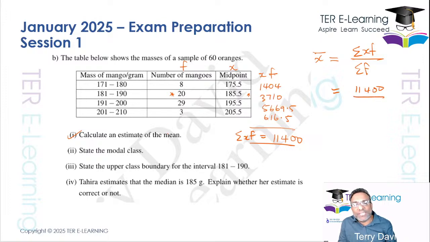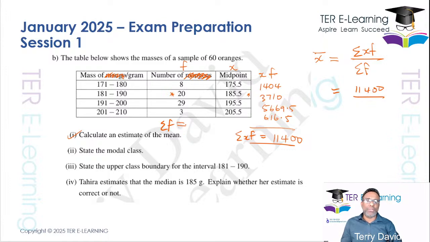Your sigma f is the sum of this column here, which is how many mangoes we have. Oh wait, sorry, I have a mistake in the table here. This should have been oranges, not mangoes. That's a typo. I need to change this. So in this case, sigma f is going to be 60.